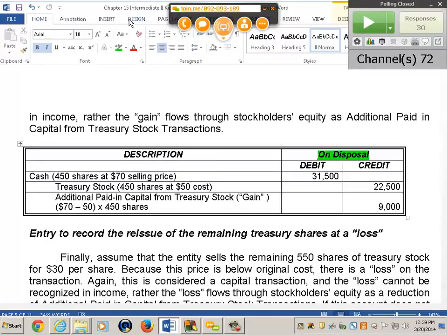Any questions on the acquisition or the disposal of a treasury stock using the cost method? Yeah, Sal?